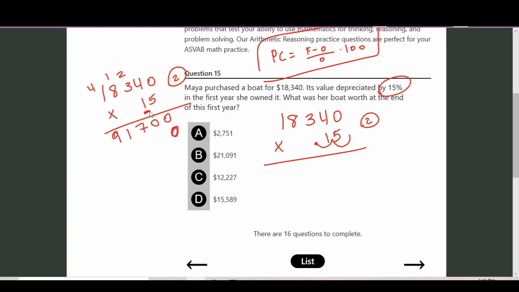Add a 0 before we start working with this 1. 1 times 0 is 0. 1 times 4 is 4. 1 times 3 is 3. 1 times 8 is 8. 1 times 1 is 1.